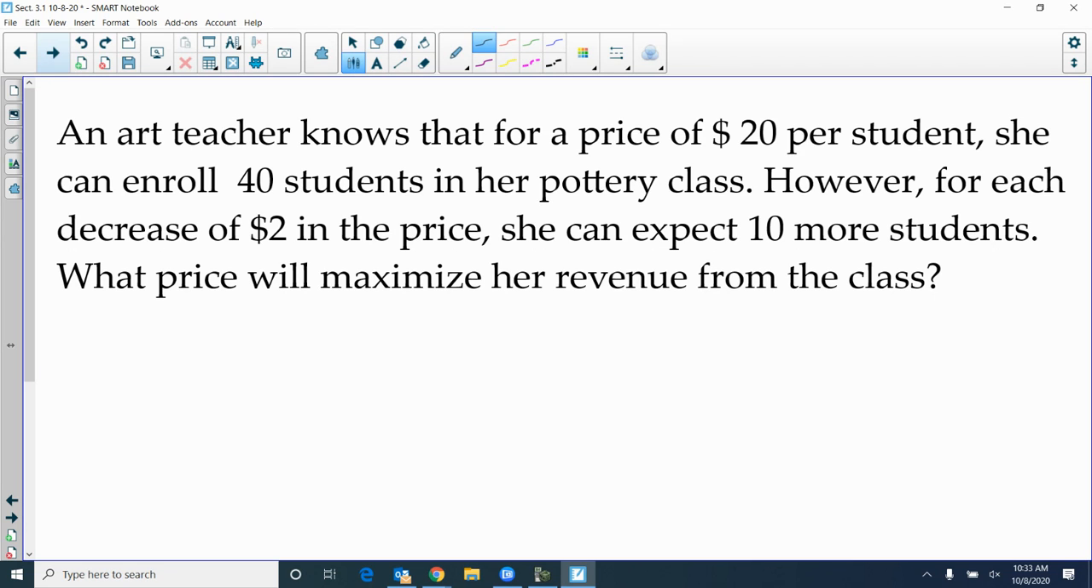Get the art teacher. For $20 per student, she can enroll 40 students in her pottery class. However, for each decrease of $2 in the price, she can expect 10 more students. What price will maximize her revenue from the class?